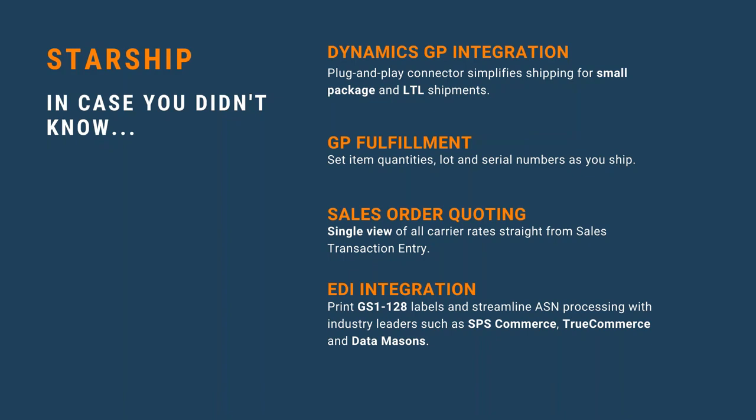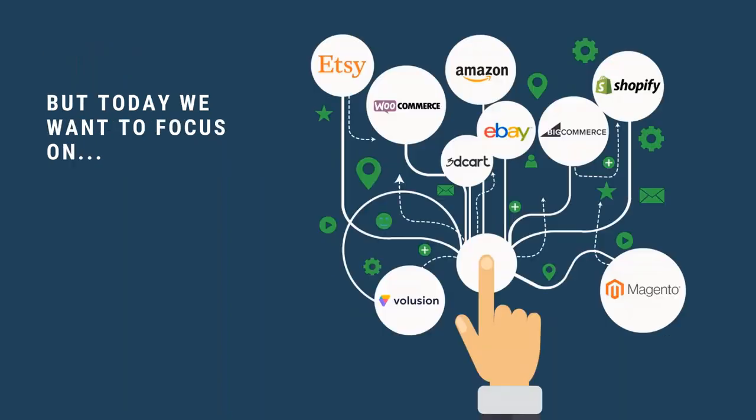StarShip also offers EDI integration, so you have the ability to print the barcoded 128 labels for your trading partners and streamline that ASN process by handing off the pack container data to build the 856 to a lot of the EDI solutions that are popular in the GP space, such as SPS Commerce, TrueCommerce, and Data Masons.